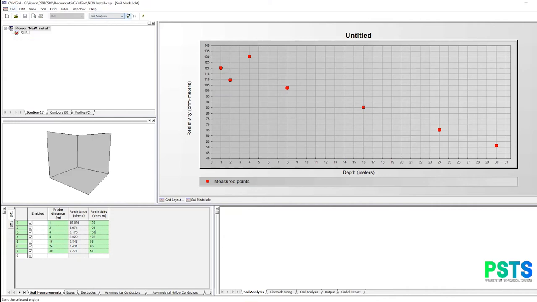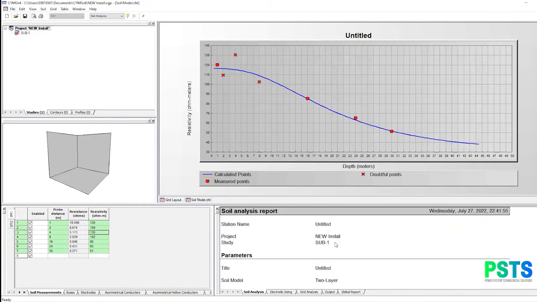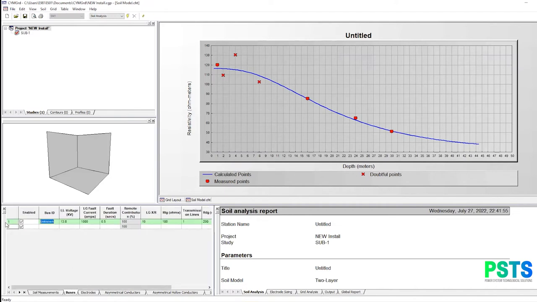And that's what we're going to go with. It's like this model of the soil. So we have the soil model. Now we define the buses. B1.